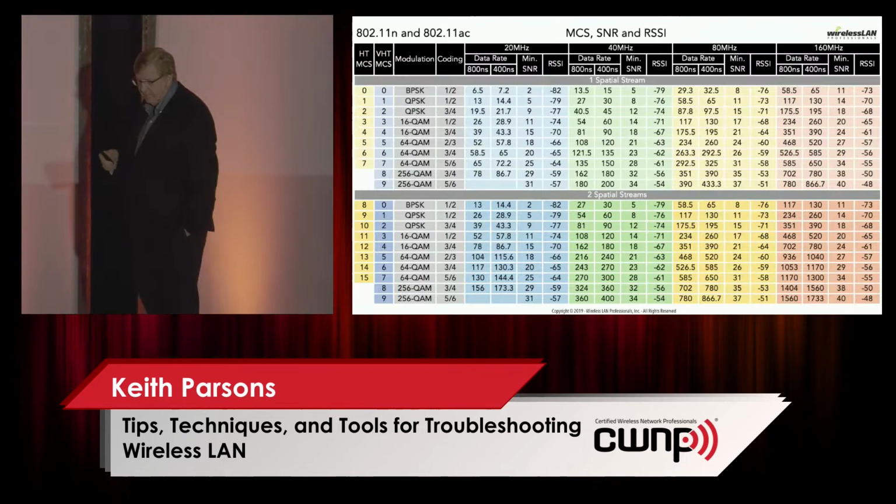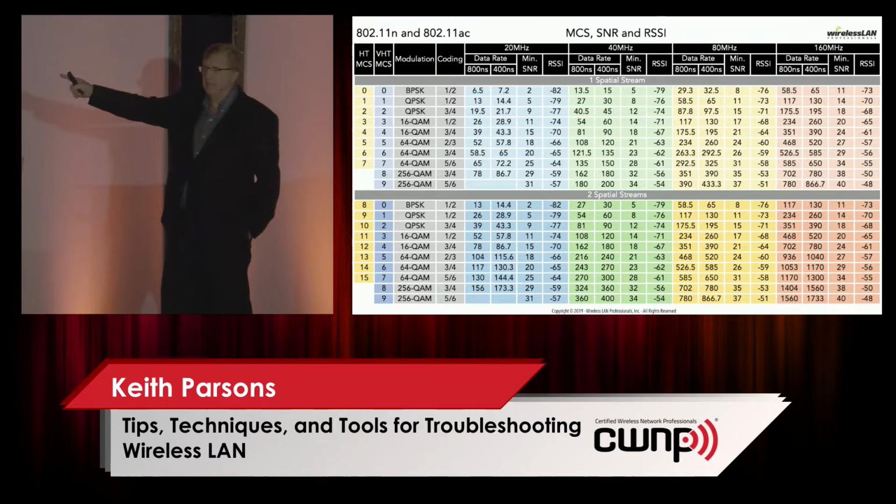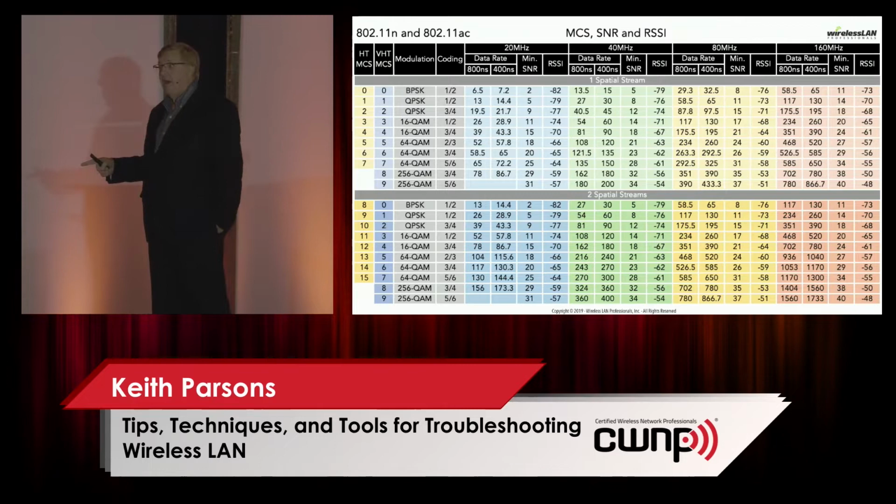So we get to this MCS chart. I am not Devin Aiken. Where's Devin? Can't see him. Anyway, Devin has this memorized. I do not. I tested him on it once, and he had it memorized. I carry it around with me. I laminate it, take it with me, because this chart tells you about everything.